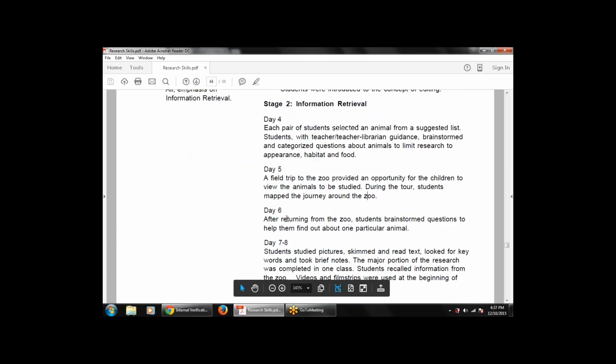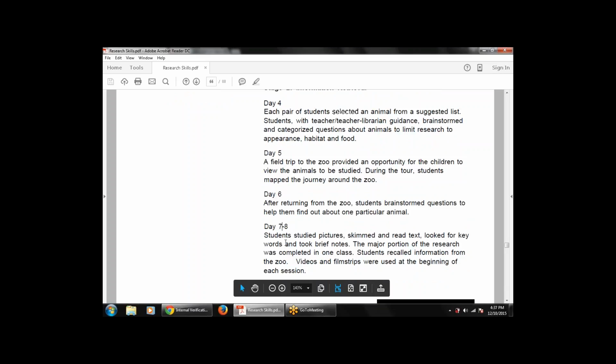Then day number 6: after returning from the zoo, students brainstorm questions to help them find out about one particular animal. So whatever they learned from the zoo, after returning, the students frame the questions to help them find out about any particular animal that they liked in the zoo. That is the day number 6 activity.